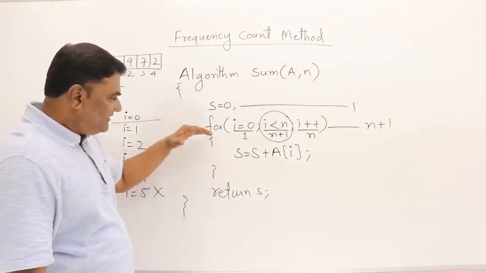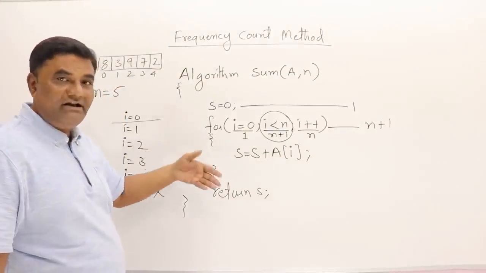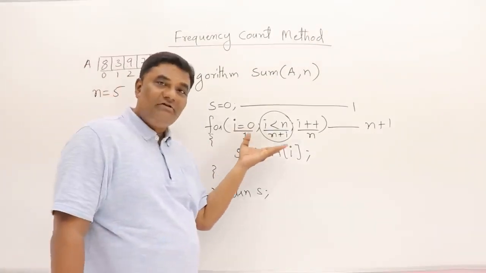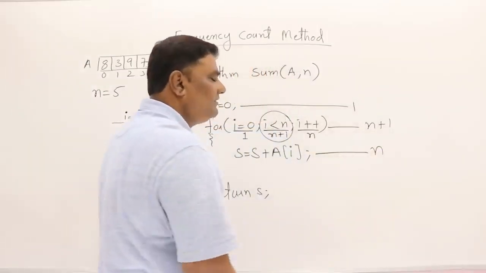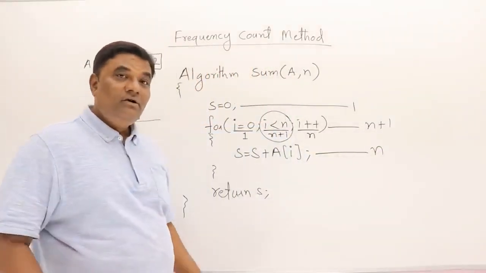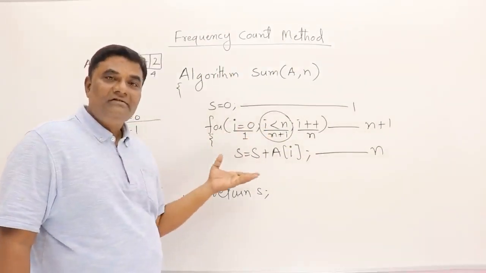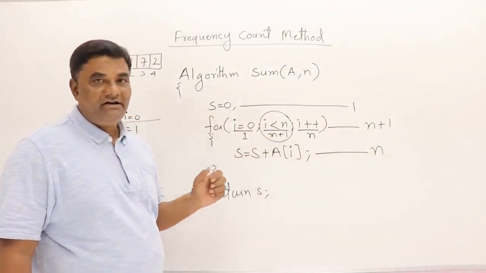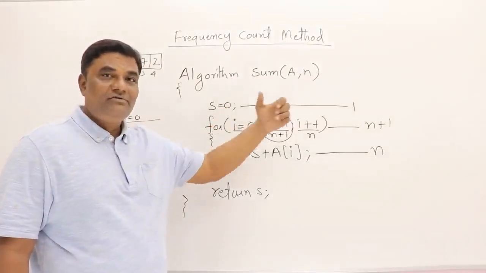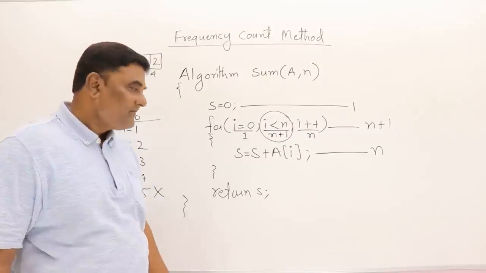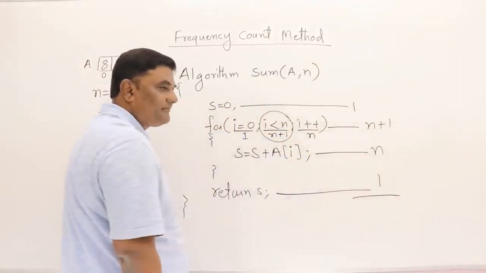Then, whatever statement is inside this loop, as the loop is repeating for n times, this statement will also repeat for n times. So we can understand that whatever is written in a loop like this, the statement will execute n times, and the loop itself will execute n plus 1 times. Then the last statement will execute 1 time.